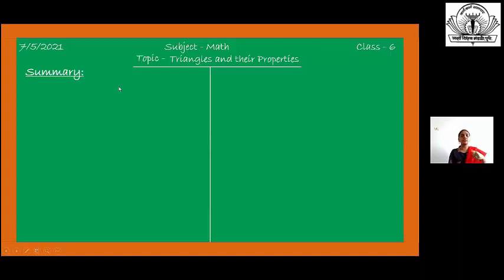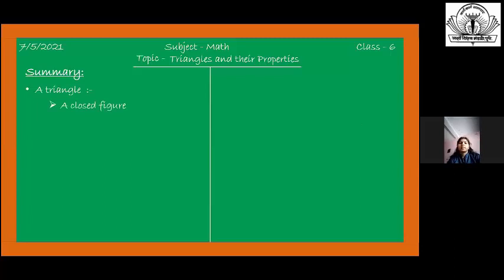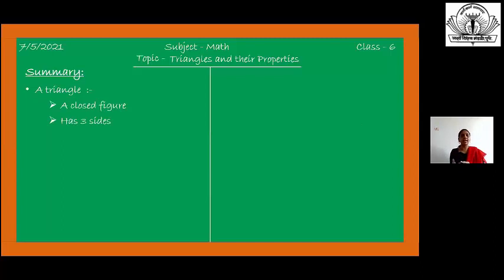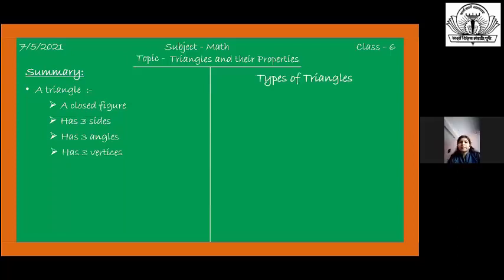The first thing which we studied was the definition of a triangle. So we say that a triangle is what? What all did we study for a triangle? First point, what did we say? A closed figure. It has 3 sides, 3 angles, and 3 vertices. Yes, very good. Then we studied the types of triangles. The triangles were categorized into 2 types based on what?